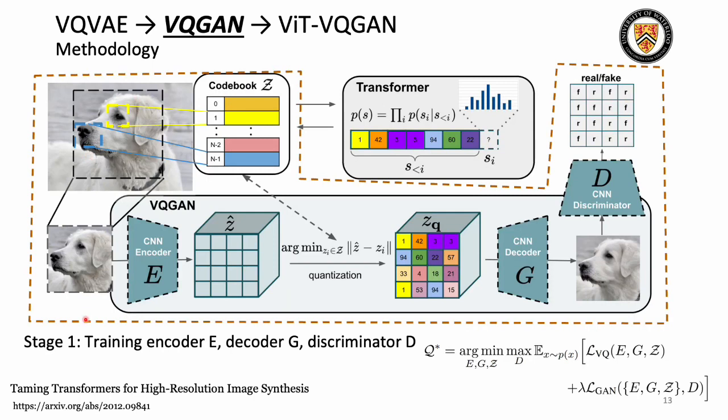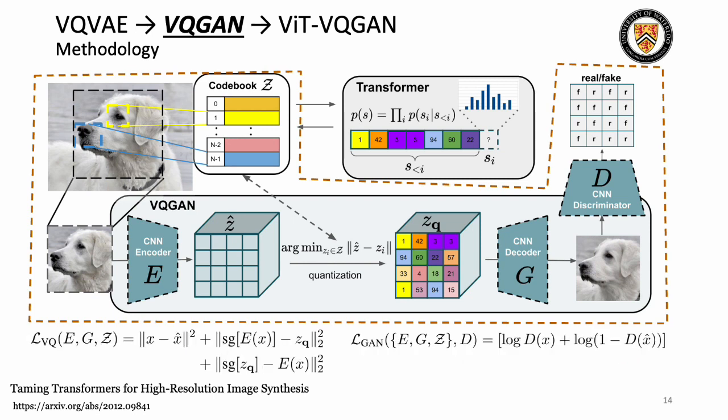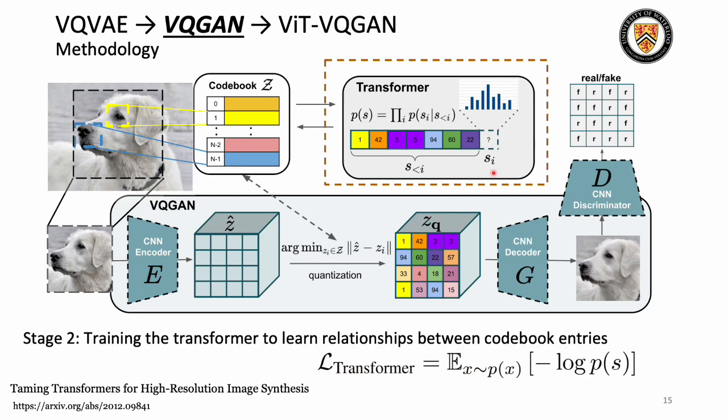Here's a schematic of the VQGAN. The first stage involves training the encoder E, the decoder G, and the discriminator D, using the vector quantized loss and the GAN loss. The losses are similar to VQVAE, with the addition of the GAN loss and a modification from L2 to perceptual loss. In stage 2, VQGAN trains the transformer to learn the relationships between codebook entries using the cross-entropy loss.